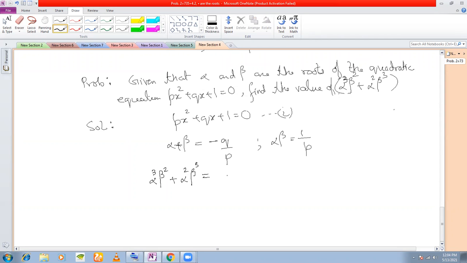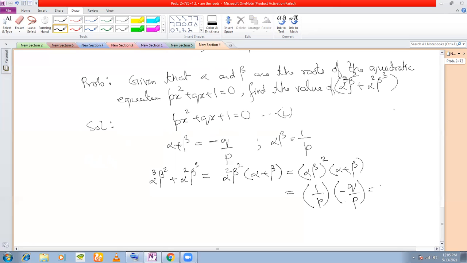We have alpha cube beta square plus alpha square beta cube. Now from this you can take the HCF. What is the HCF? Alpha square beta square you can take out. So what are you left with? You're left with alpha plus beta, which can also be written as alpha beta square into alpha plus beta. Now you know these values, right? Alpha beta is 1 by p. What is alpha plus beta? Minus q by p. So what is your answer? Clear?